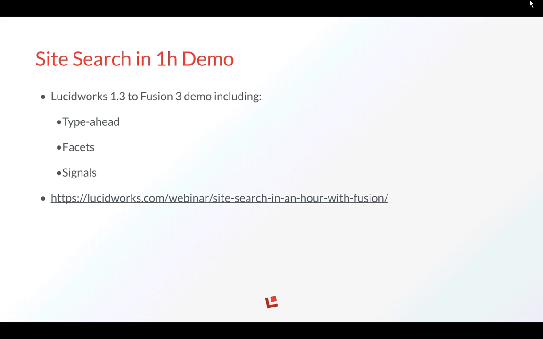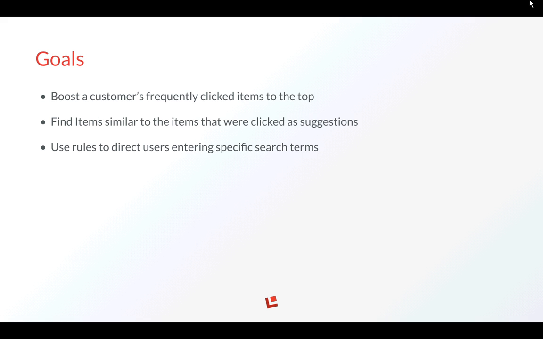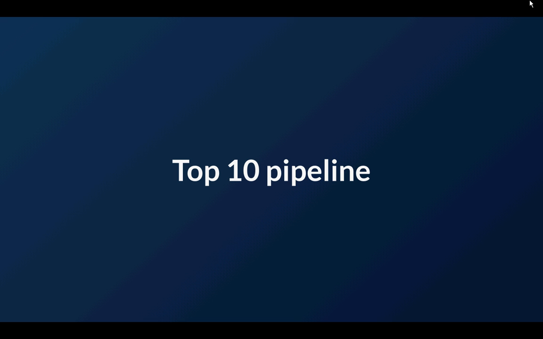We're going to build upon this, but we're going to personalize the results further. By the time we're done here, we're going to boost, just for demonstration purposes, the customer's frequently clicked items to the top. We're going to find items similar to the items that were clicked as suggestions, and we're going to use rules to direct users entering specific terms. So if they enter a term like landing page, they end up at the landing pages. I'm going to drop down to the demo and review that with you, and then we're going to look at a different pipeline.